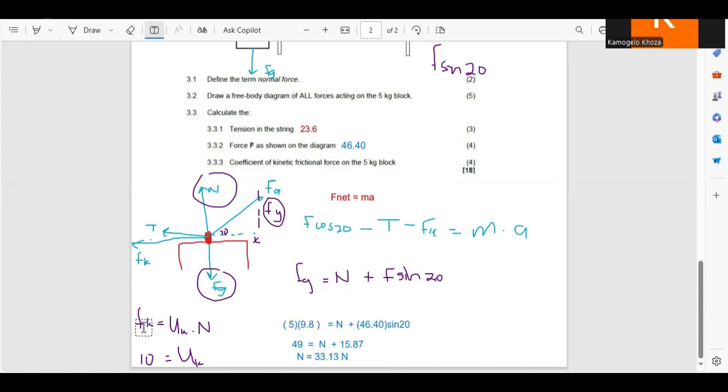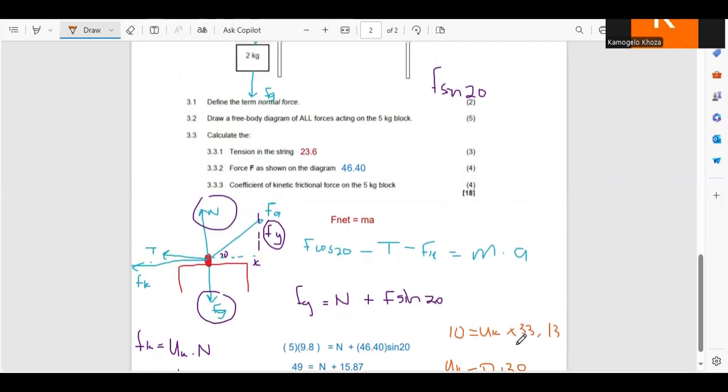Now, going back to this formula, our Fk is equal to mu k multiplied by normal force. What is our Fk in terms of values? It is 10 newtons, which is equal to, we are looking for mu k, the coefficient of kinetic friction, multiplied by the normal force of 33.13. Now, to get mu k, we're going to divide both sides by 33.13. Punching that into your calculator, your coefficient of kinetic friction would be equal to 0.30.